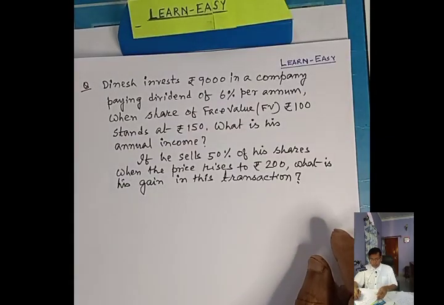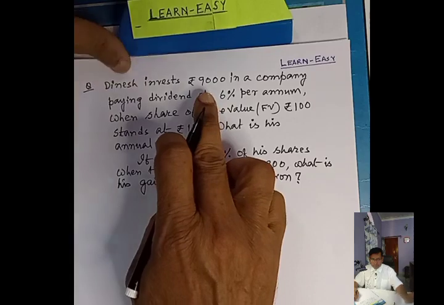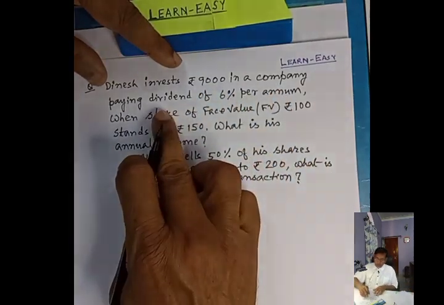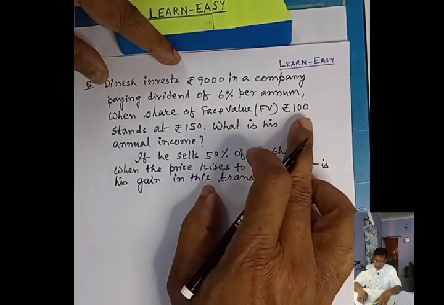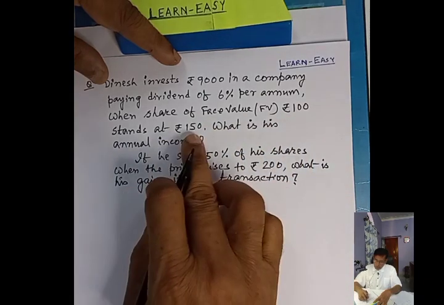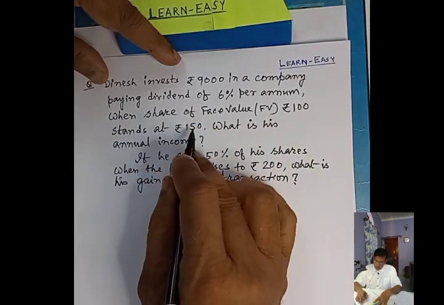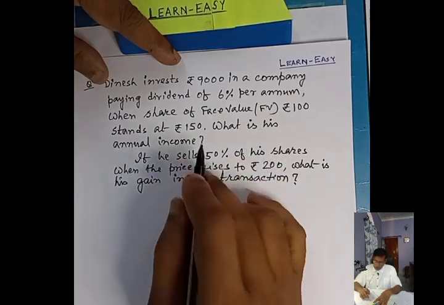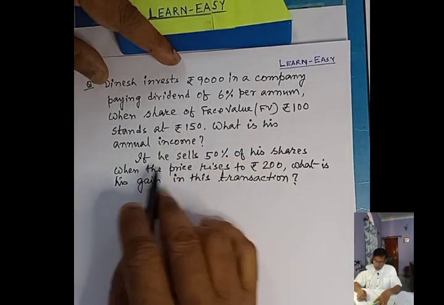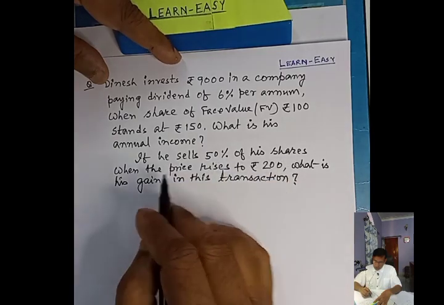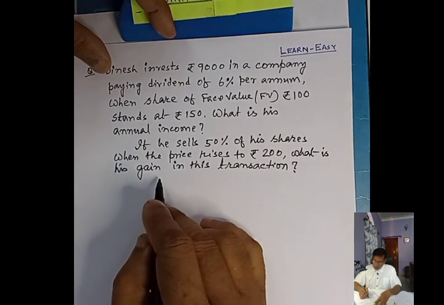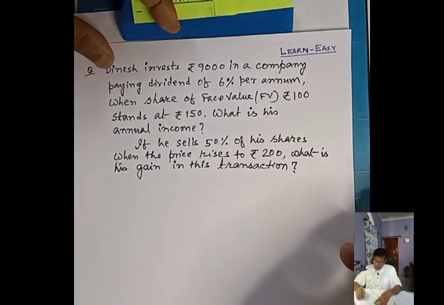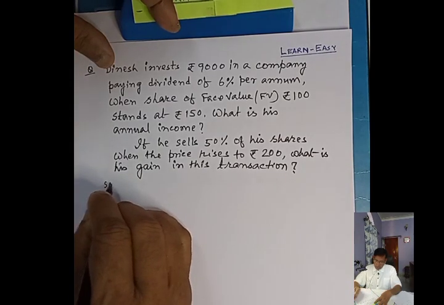So, first problem is, Dinesh invests rupees 9,000 in a company paying dividend of 6% per annum when share of face value rupees 100 stands at rupees 150. That means 150 is market value. What is his annual income? Second question is, if he sells 50% of his shares when the price rises to rupees 200, what is his gain in this transaction? What will be the solution?